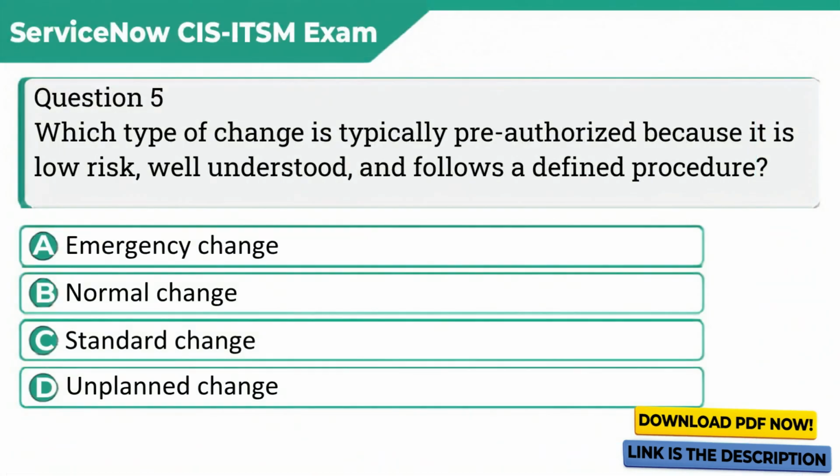Question 5. Which type of change is typically pre-authorized because it is low risk, well understood, and follows a defined procedure? A. Emergency change. B. Normal change. C. Standard change. D. Unplanned change.